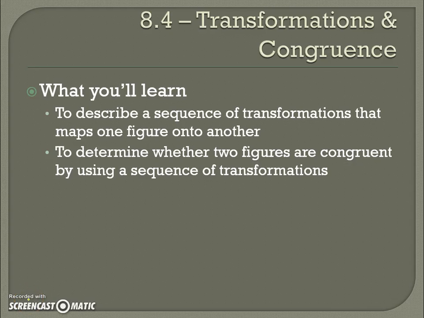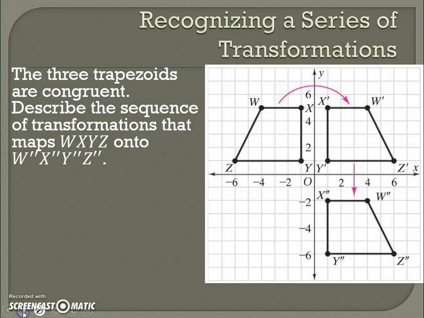Hey guys, we're going to be continuing Chapter 8, Section 4 here, talking about transformations and congruence. So what you're going to learn is to describe a sequence of transformations that maps one figure onto another. And then you're also going to be able to determine whether two figures are congruent by using a sequence of transformations. Let's go ahead and jump in here.